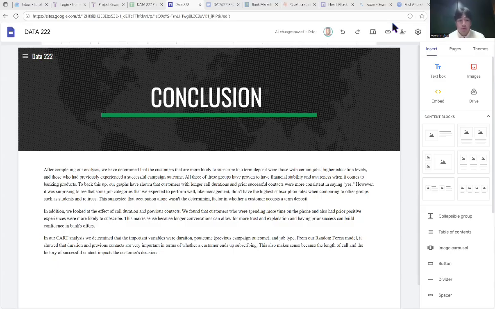And from a random forest model, it showed that duration and previous contacts are very important in terms of whether or not a customer ends up subscribing. And this also makes sense because the length of call and the history of successful contact impacts what the customer is going to do. According to our research question, the best way to increase the likelihood of success is to target specific clientele and with specific strategies.